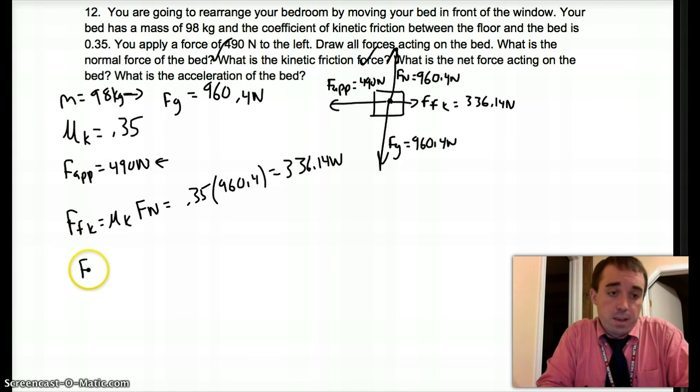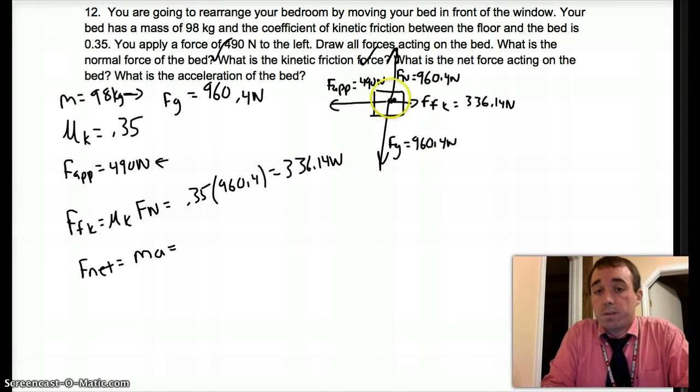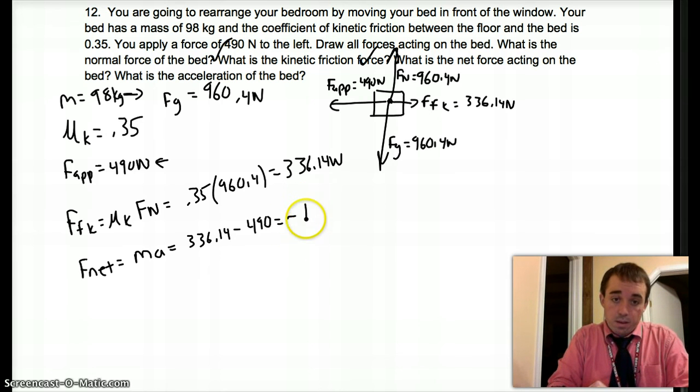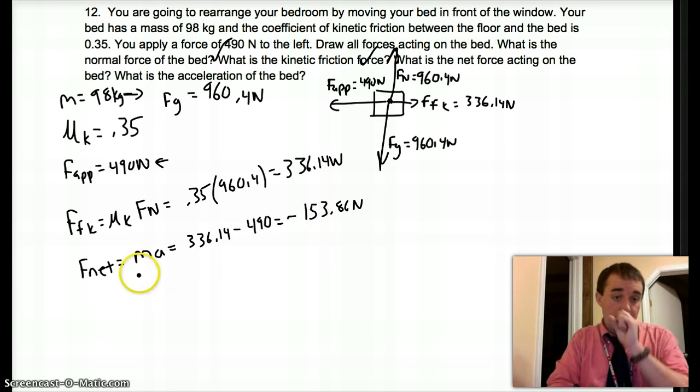The net force, F net, is mass times acceleration. We don't know the acceleration yet, but we do know that it also equals right force minus left force. So that's 336.14 minus 490. Negative 153, so our net force is 153.86 newtons to the left. That's what that negative means.